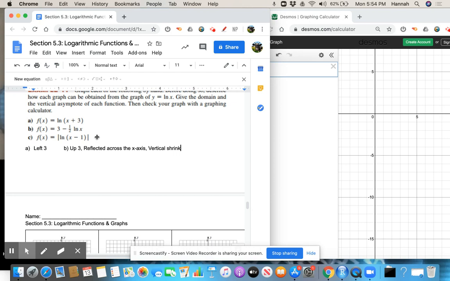We are not going to worry about part C right now because you are never asked to deal with absolute value bars, okay? But that's what those are right there. But that should be plenty to finish you out in section 5.3.